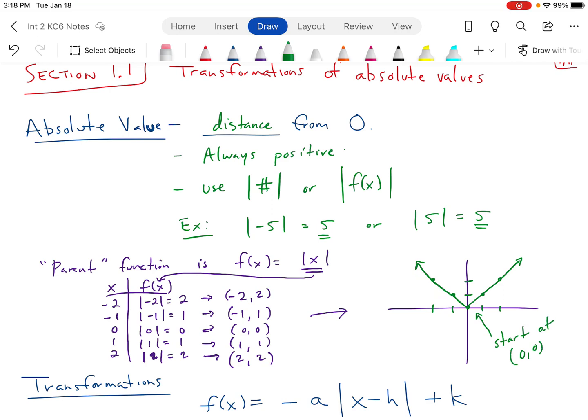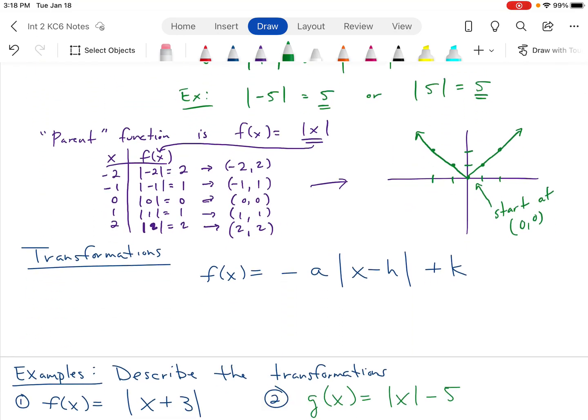And we are going to transform this by using the general function of f of x is equal to -a times the absolute value of x minus h, plus k. Now all of these letters and signs mean different things for absolute value functions. So we're going to start right in the beginning.